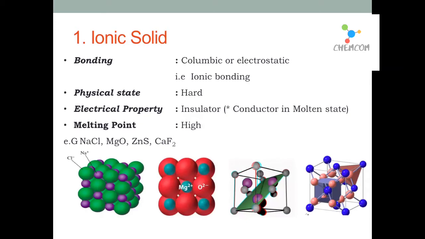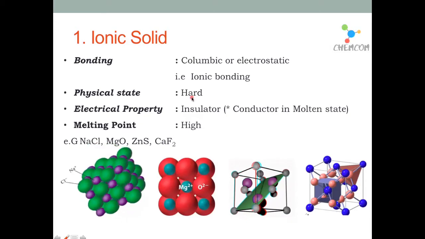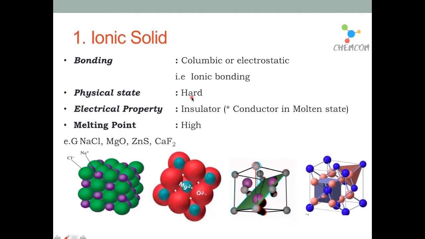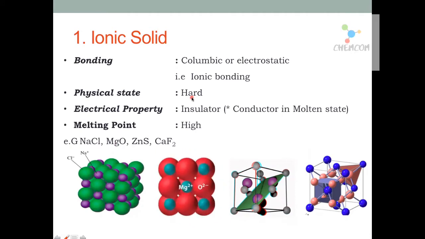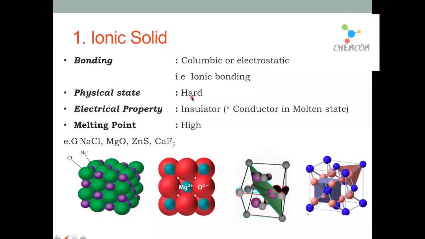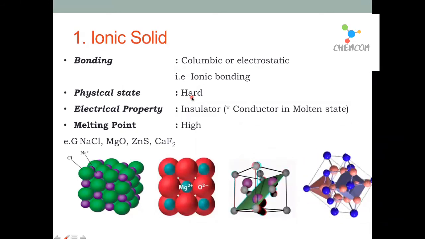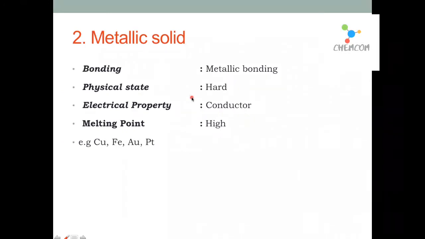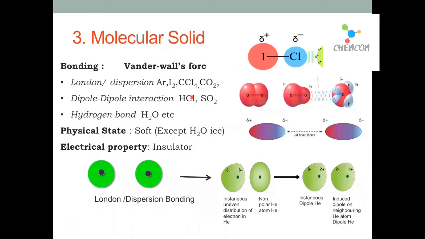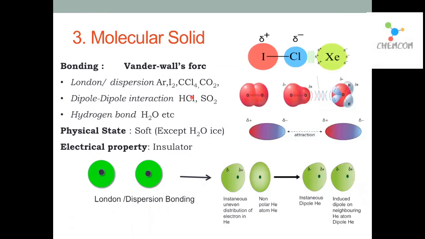So here are a few examples of the ionic solids. Sodium chloride, then magnesium oxide, zinc sulfide, and calcium chloride. Metallic solids have metallic bonding. Its physical state is hard. Electrical property, it can conduct electricity, as you all know. Melting point is very high. For example, copper, etc.